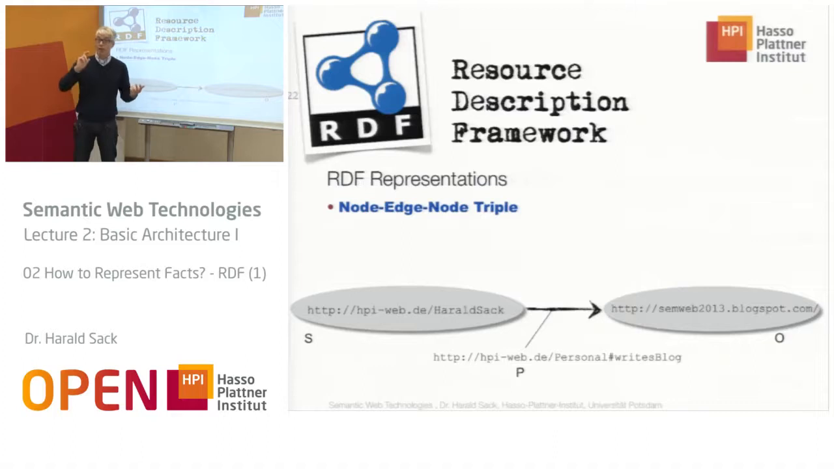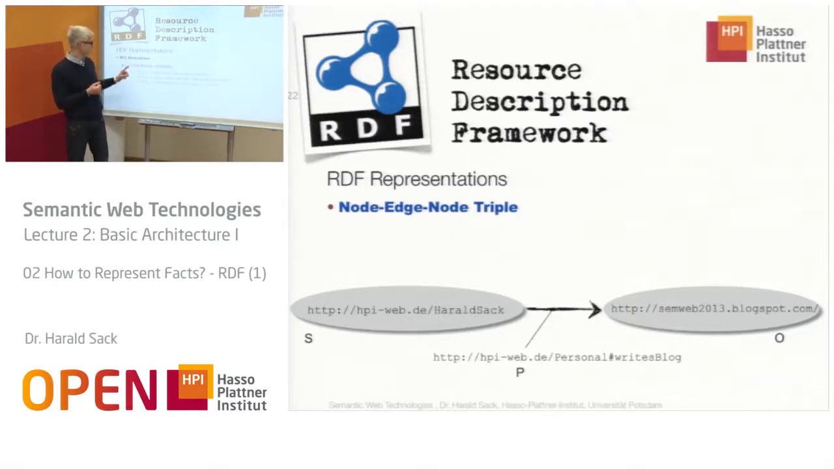Okay, so we have 3 things in mind. We have first resources we are talking about, given as URIs. We have literals, maybe strings or data types, and we have blank nodes. And these are the constituents of RDF language. And then we have several different representations of this language. So first representation we have already learned is that one. It's the so-called node edge node triple. It means it's a graph representation.